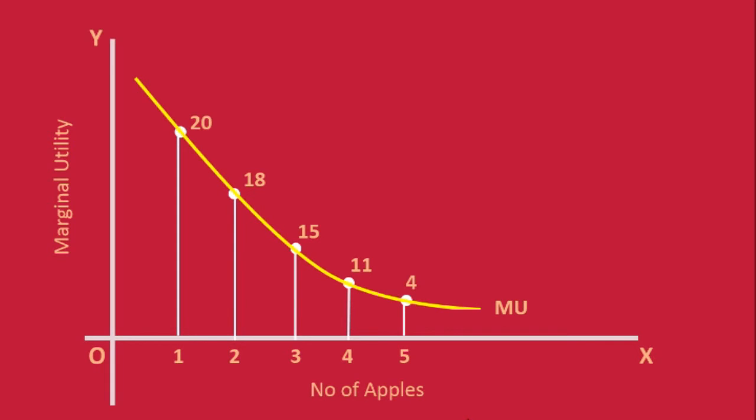Join all the points with the help of a smooth curve. It is the marginal utility curve. It slopes downwards from left to right. As additions are made to the stock of apples, the new additions bring in less and less marginal utility to the consumer. In short, with every increase in stock, the marginal utility diminishes.